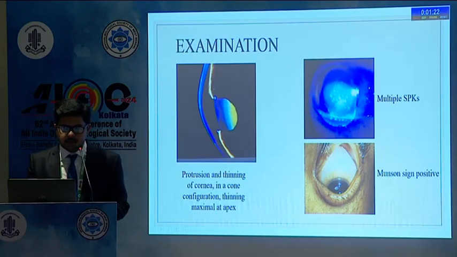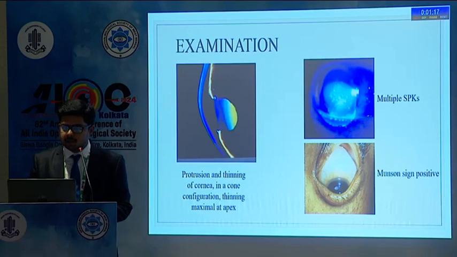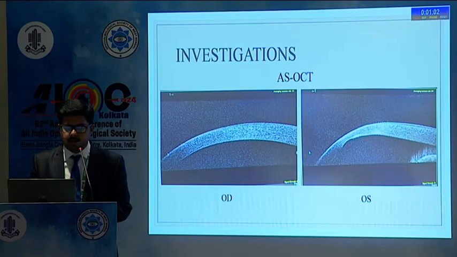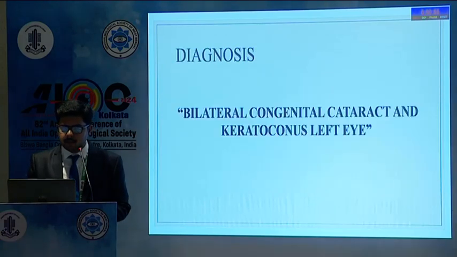Here we can see three images. The first one is a slit lamp image showing the protrusion and thinning of cornea. In the second image we can see multiple SPKs, and the third image shows the positive Munson sign. USG B scan showed cataractous changes in both the eyes, and keratometry values were suggestive of keratoconus in the left eye. Here we can see the ASOCT. The left eye shows thinning and ectatic condition of the cornea, and therefore my diagnosis concluded to be bilateral congenital cataract and keratoconus in the left eye.